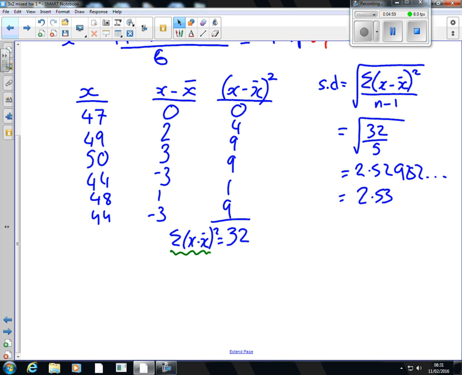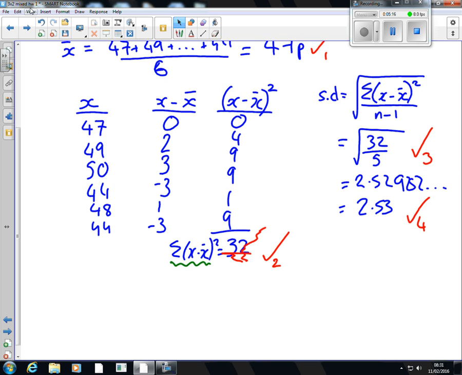Now for marks, we've got that one for the mean. Your second mark is for getting your 32 at the end there. Your third mark is for subbing correctly into the formula, and then your fourth mark is for the correct standard deviation.